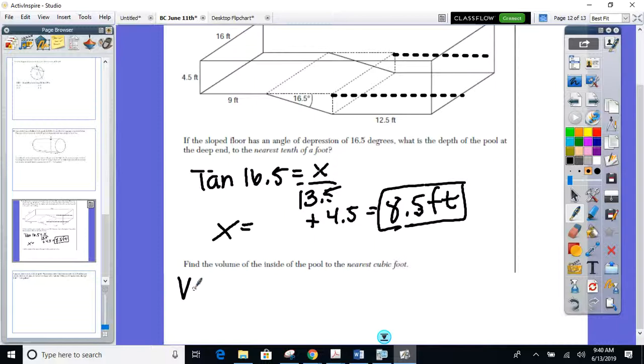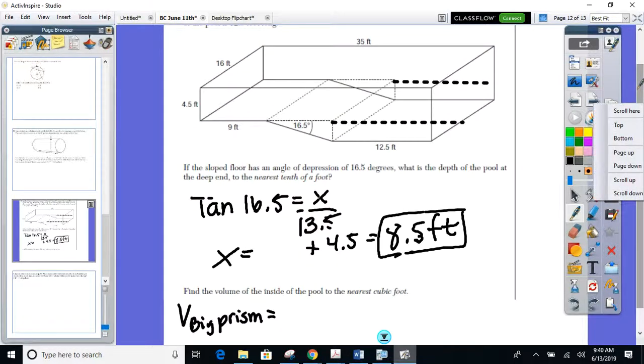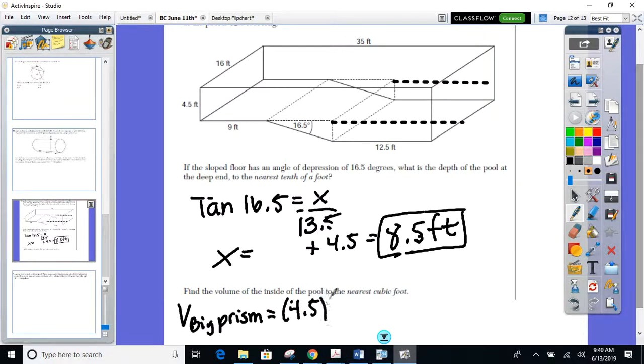So volume of the big prism is length times width times height. What do you got for me? Of that big prism on top, length, width, and height. What do we got? Tom? 35 times 16 times 4.5. Got it. There's your top one. Any other questions there? There's the big one. You're good there. Okay, now let me go to the little one, which is in the deep end.